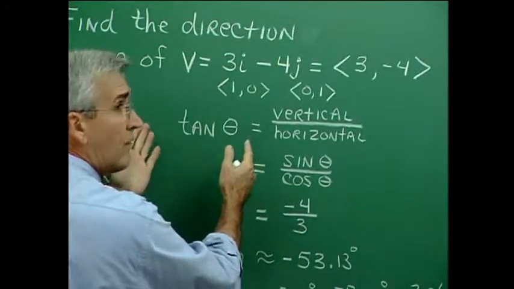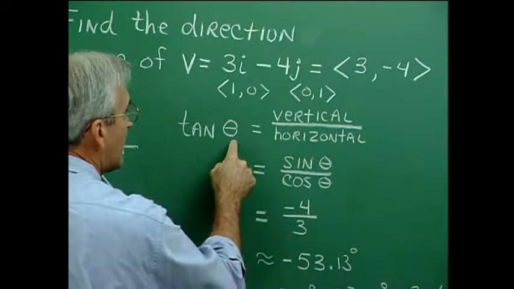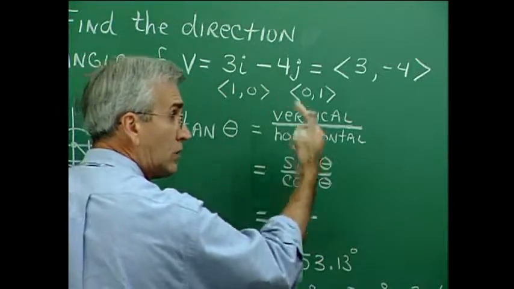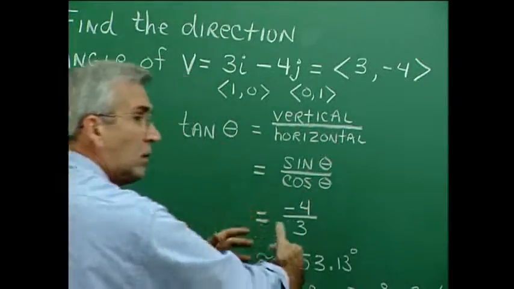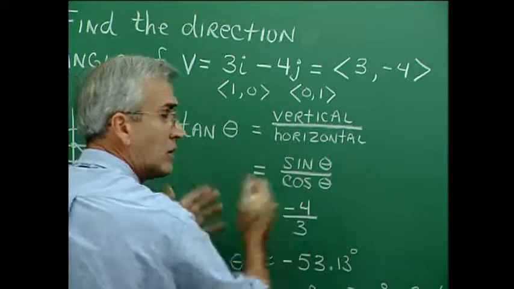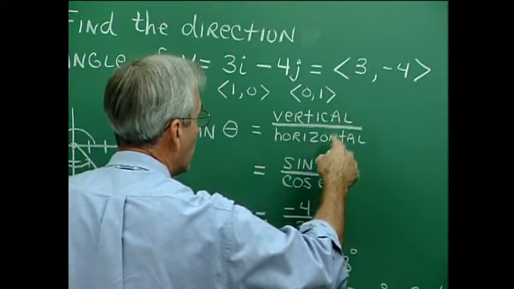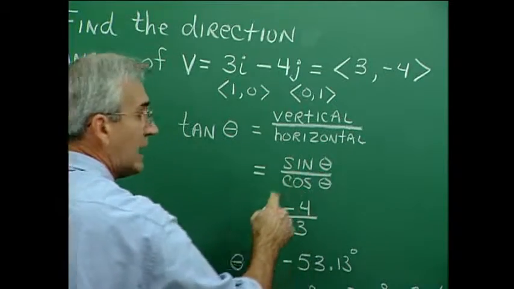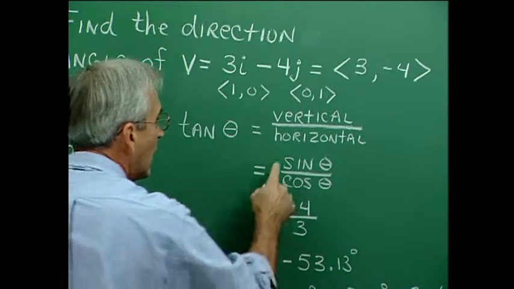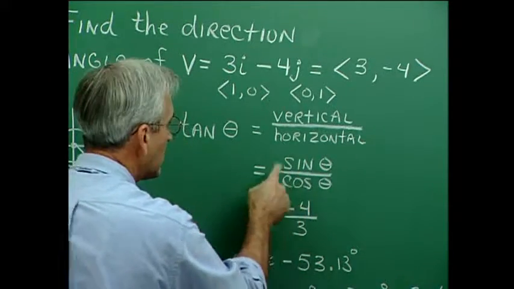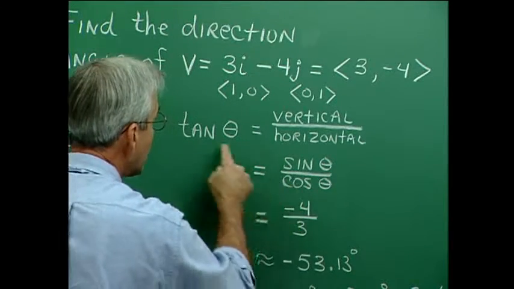And the one for the angle is tangent theta is equal to, and there are several ways of looking at the fraction over here. It's the vertical component over the horizontal component. If we want to write it in terms of trig ratios, it's sine over cosine. Well, we knew this before.